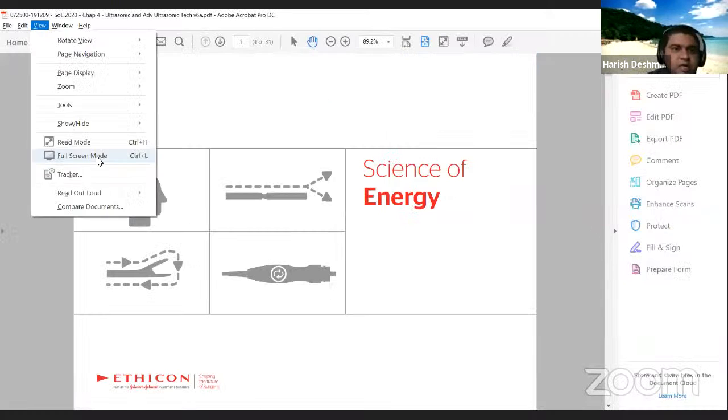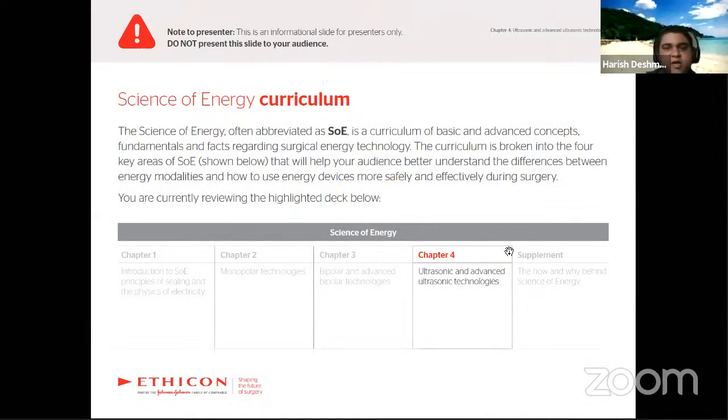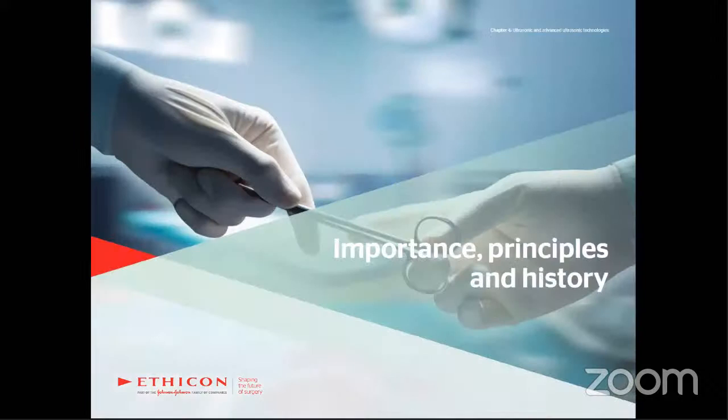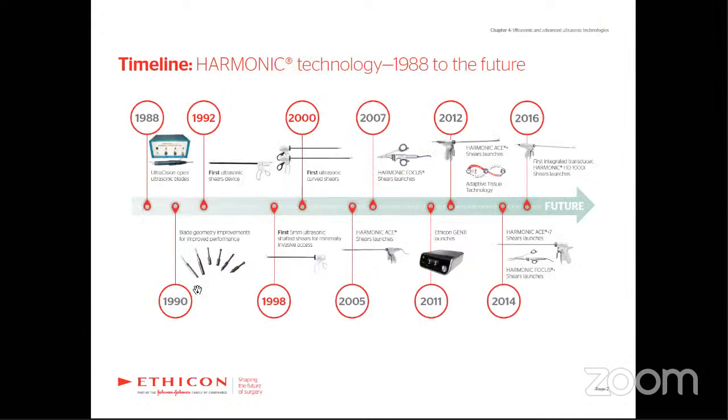So we'll come to the last session of the presentation. Basically, I'll not take much time here. It mainly talks about ultrasonic energy sources, which is our Harmonic. Harmonic has been in the system for a long time. The plus point of this is it has high compression, it has good heat, and the time taken is also considerably the same.